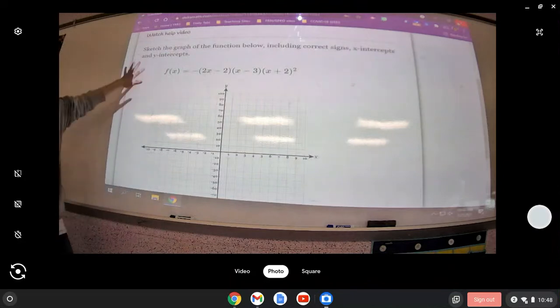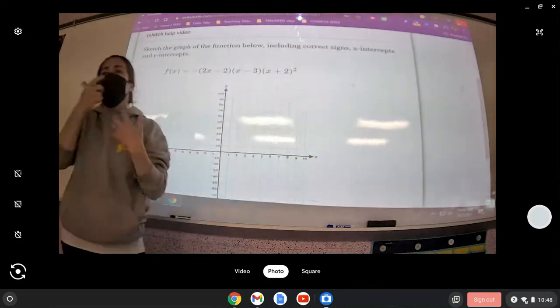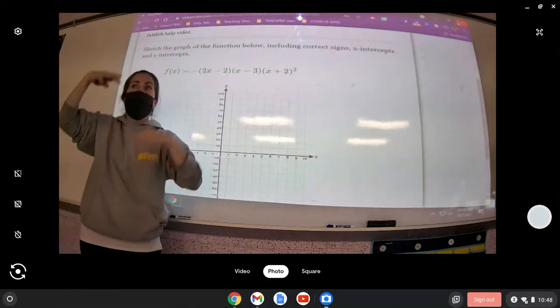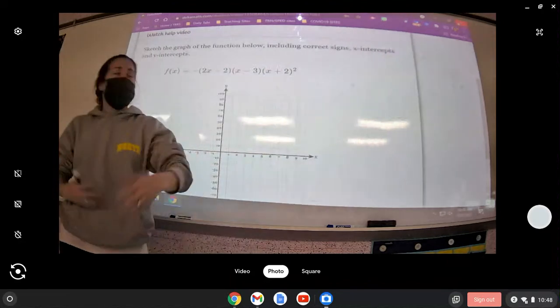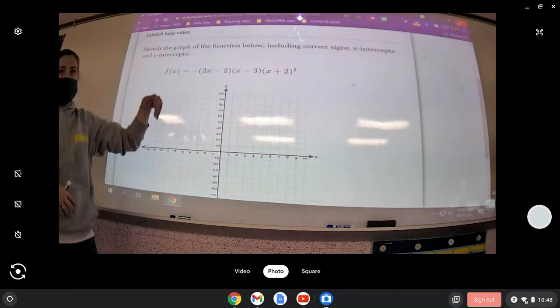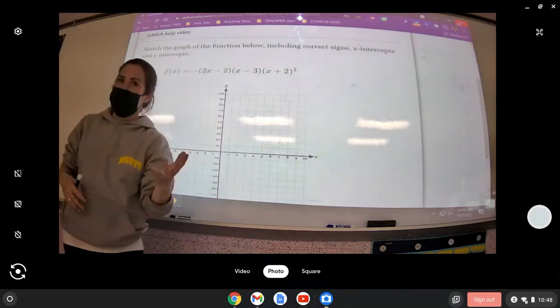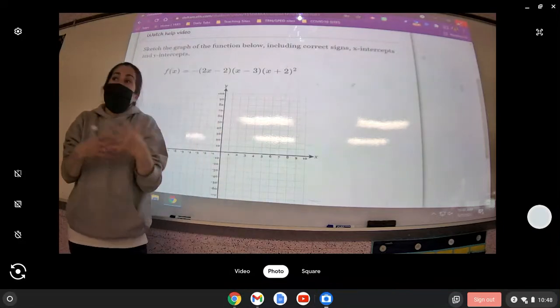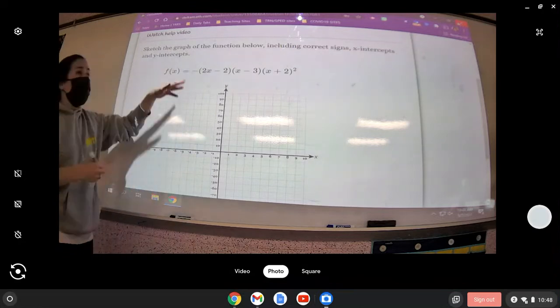Yep. So the directions say, sketch the graph of the function below, including correct signs. So guys, basically you want to make sure that your graph is positive and negative where it's supposed to be. You want to include x-intercepts, obviously, and they are asking for the y-intercept. If you don't cross over the y-intercept or the x-axis at the right spot, guys, you're not going to get marked correct. So please be careful. All right, let's go right to it.